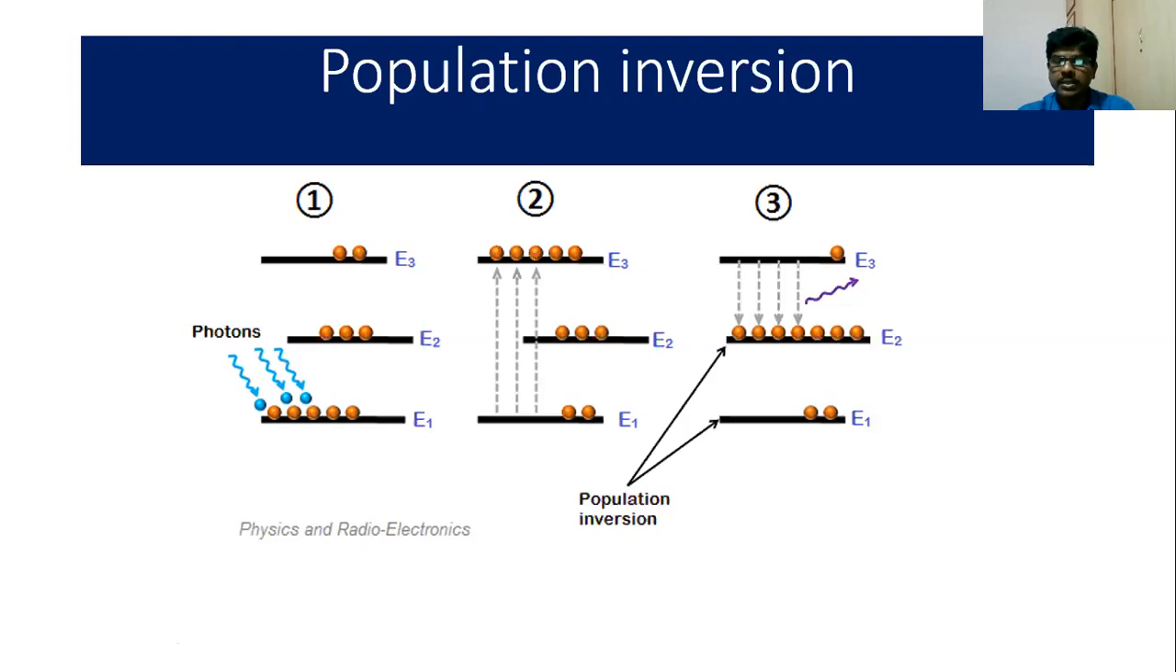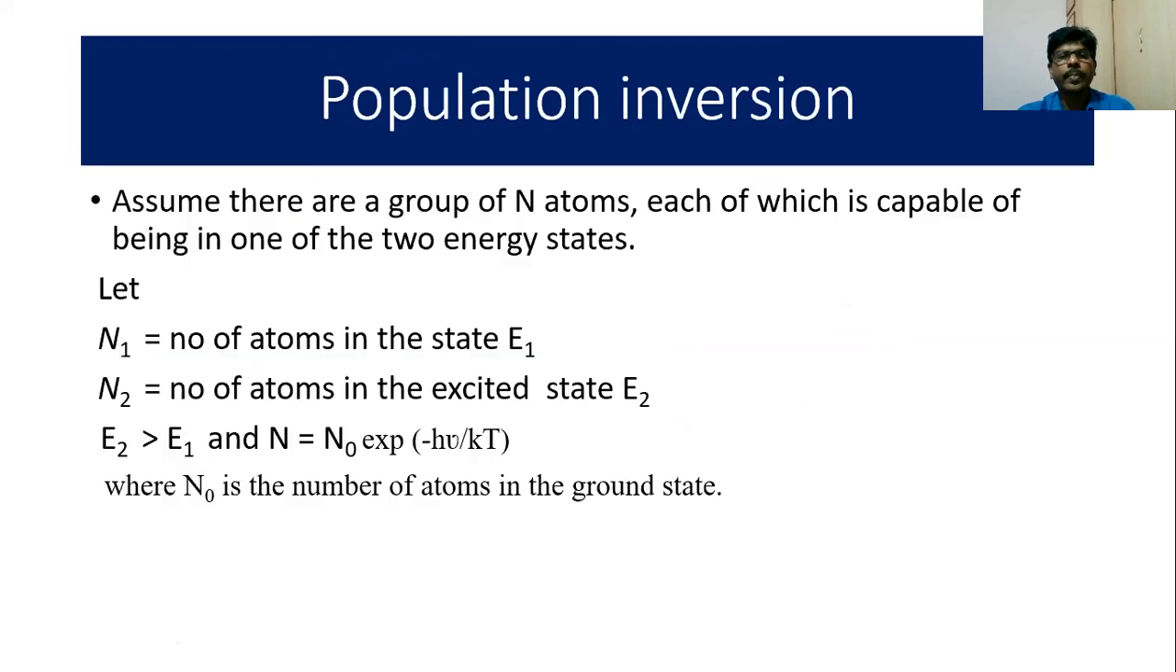Having more number of particles in the higher energy state compared to the lower energy state so that laser action can take place is known as population inversion. Now, assume there are a group of N atoms, each of which is capable of being in one of two energy states. Let N1 be the number of atoms in the energy state E1 and N2 the number of atoms in the excited energy state E2, where we know E2 is greater than E1, and N2 is equal to N0 exponential of minus h nu by kT, where N0 is the number of atoms in the ground state.